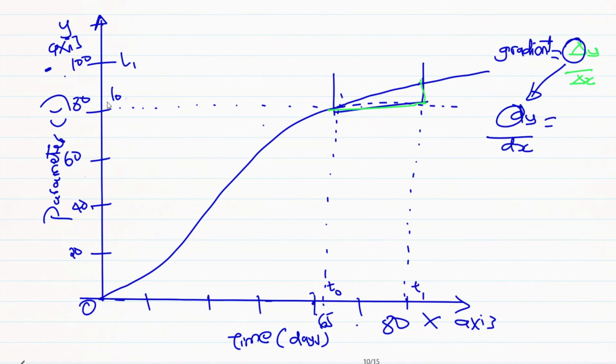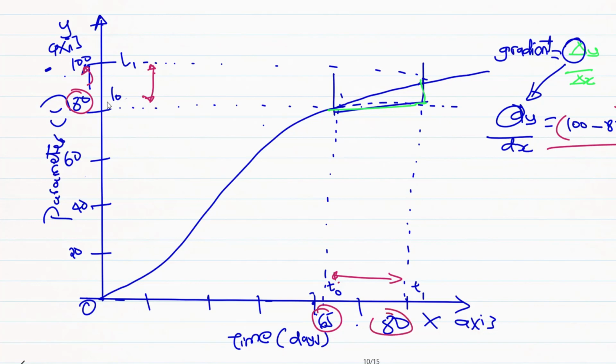So change in y over change in x is going to be, we have length 1 at this point is 100, we subtract length 0, which is 80. So for us to know the change in this height, we subtract 80 from 100. So that is going to be 100 minus 80. Now for us to know the change in x, down here, we need to know this distance. And this distance is equal to 65. We subtract it from 80. So it's going to be 80 minus 65.